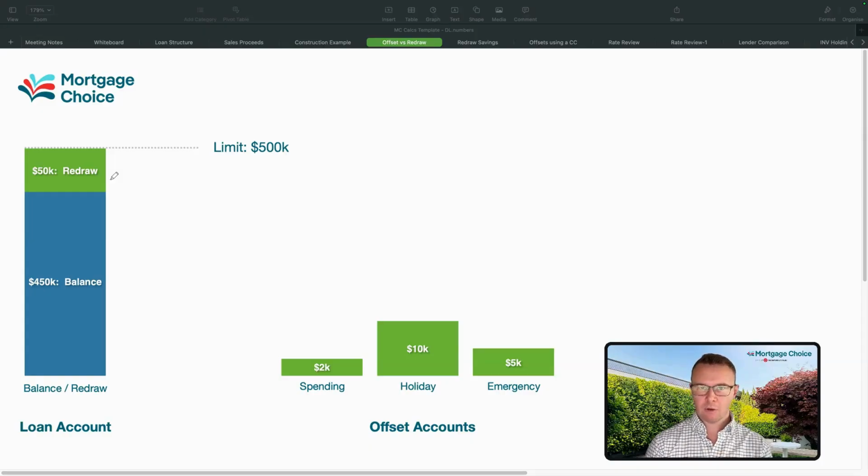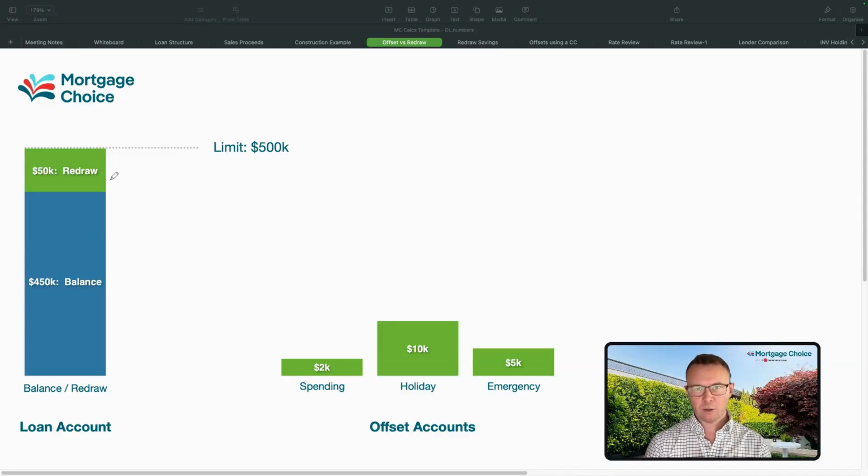So the idea with redraw is that it is placing money back into your loan account itself. It is in that account, that facility. And because you're essentially paying back the bank faster than you needed to, you have access to that prepaid money. You've paid $50,000 early, you can access $50,000 if you still want it.